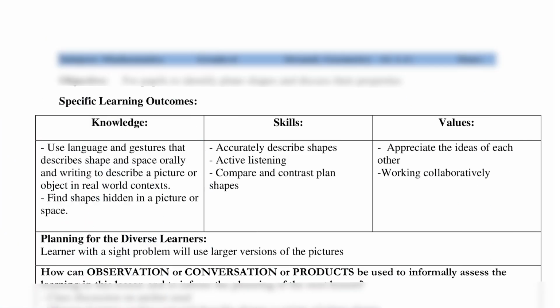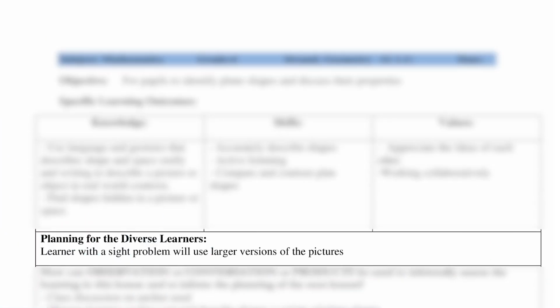Then I also have another learner who doesn't speak English language fluently. So I have to consider the 2 of them for this particular lesson. In another lesson, they may not be the diverse learners for that lesson. But for this particular lesson, I need to consider them differently. So for those with sight problems, I'm going to have larger versions of the pictures so that they can manipulate them easily and they can see what's there clearly.